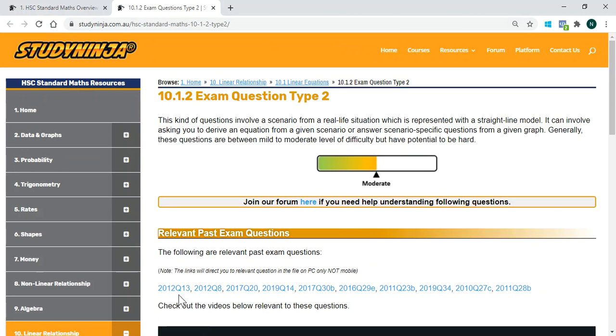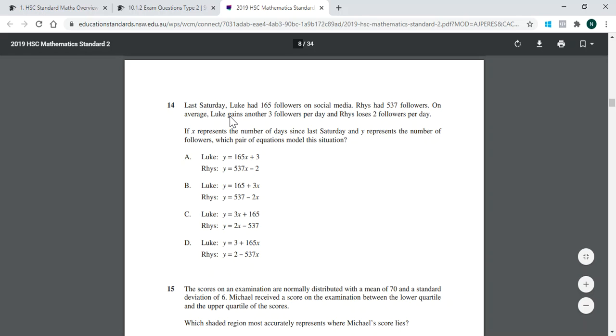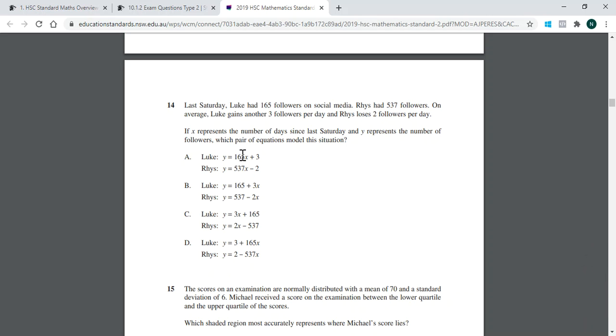So we look for 2019 question 14, which is this one. Okay. So this question is about linear relationships. You are given a starting point of social media followers. So Luke has 165 followers on social media on Saturday, and Riz has 537 followers. So that's the starting point, right?